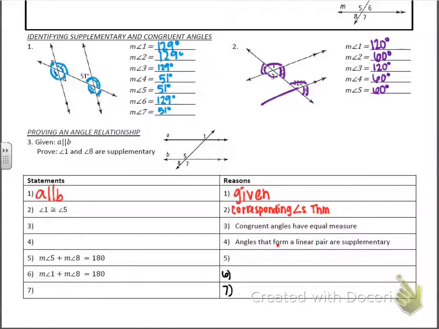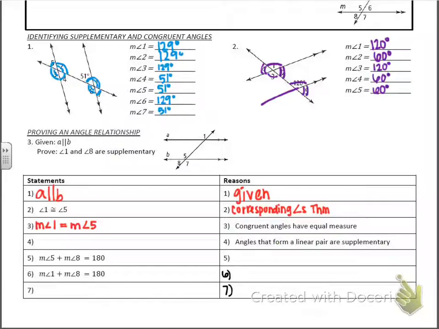Okay, so then this one wants you to fill in the statement, and it says congruent angles have equal measure. So that tells me we want to put it in measure form. So instead of saying angle 1 is congruent to angle 5, we would say measure of angle 1 equals measure of angle 5. Why do you think we have to do that? To show that they're supplementary because they add up to 180. So that's our next part right here.